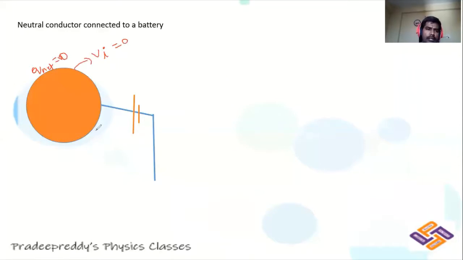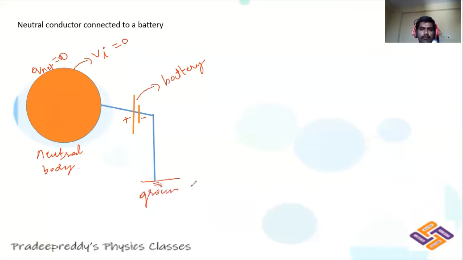Now what you are doing, you are considering this neutral body. This neutral body, you are connecting it to a battery. This is the positive terminal and this is the negative terminal. The negative terminal is connected to the ground, right? This is ground. So you are connecting this neutral body by a battery from ground.